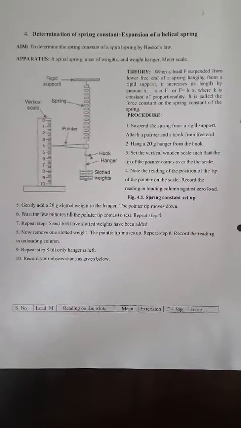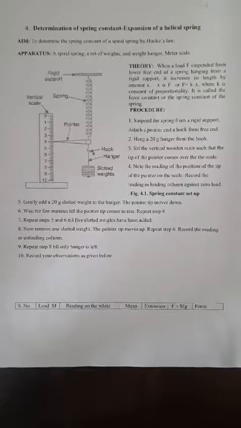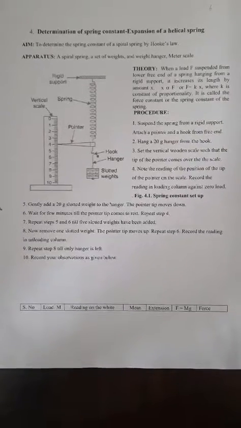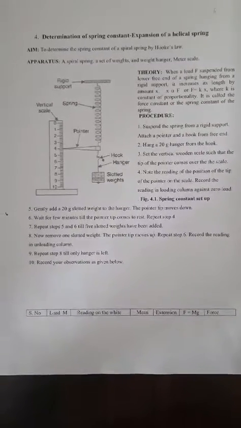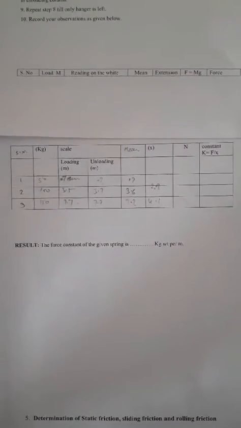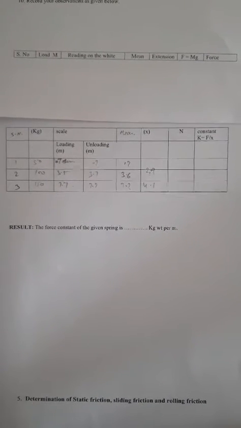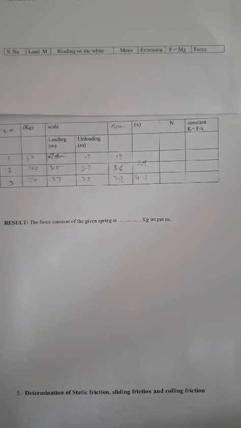Here is the lab manual, in which the figure shows the experimental arrangement, and the tabular columns are on the next page. Let me show it. These are the experimental tables. In this table, first is the serial number, then load in kg, you will convert it, it is written in gram right now, and then the distance on loading and unloading that is taken.